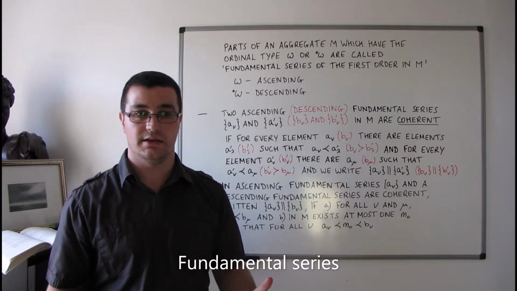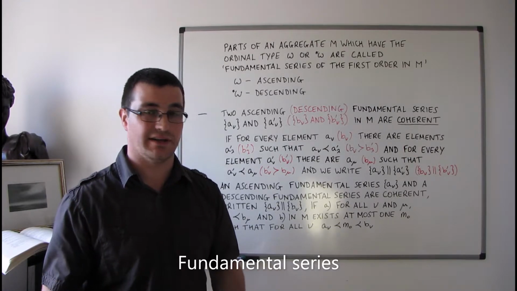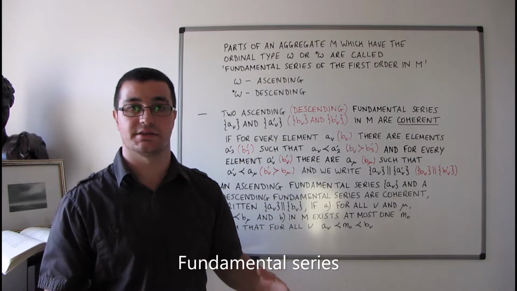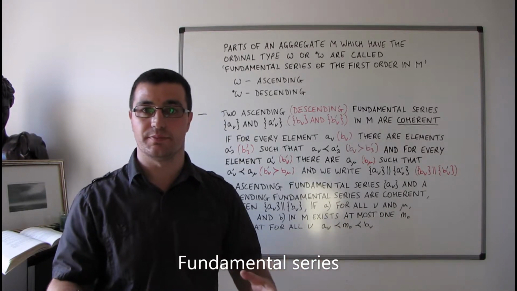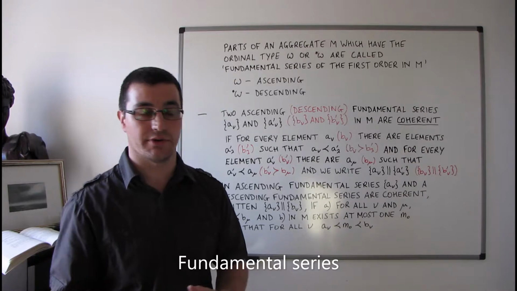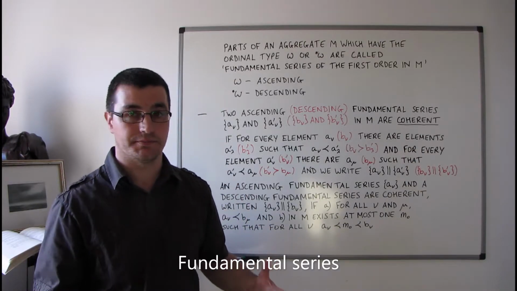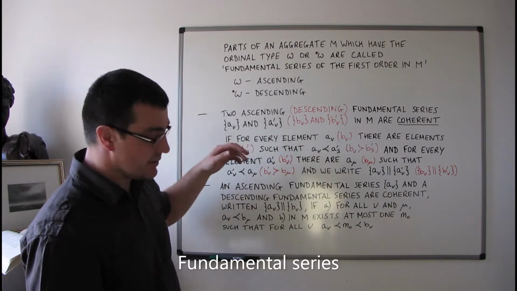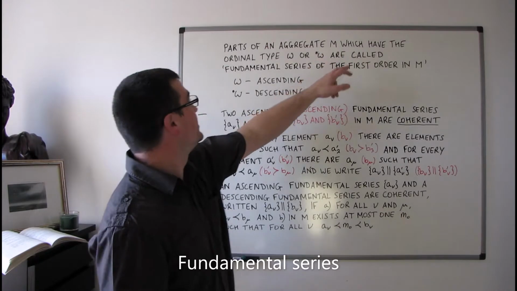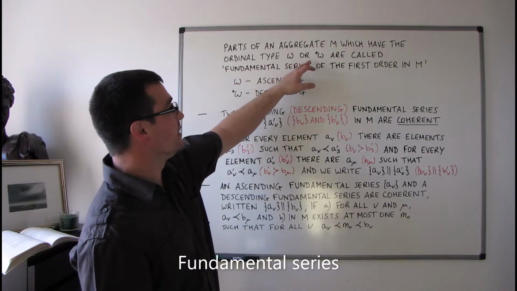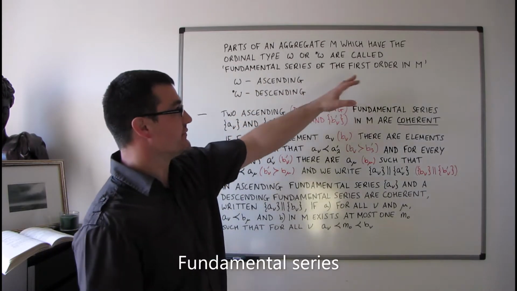Okay, so given any simply ordered aggregate, I think it's fairly obvious that if we take any part of a simply ordered aggregate, that part itself will be a simply ordered aggregate, but not necessarily of the same ordinal type. In particular, parts of an aggregate M which have the ordinal type omega or omega star are called fundamental series of the first order in M.